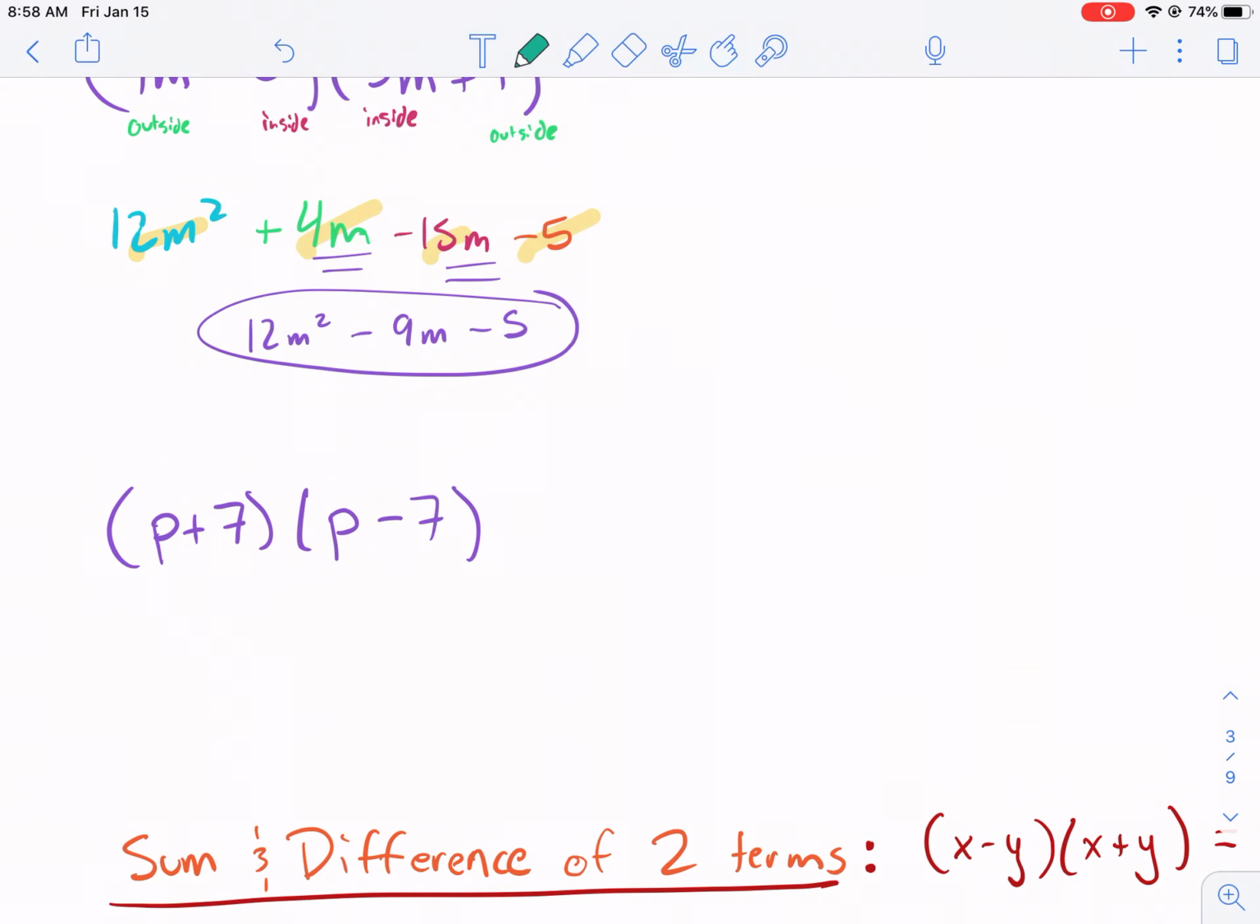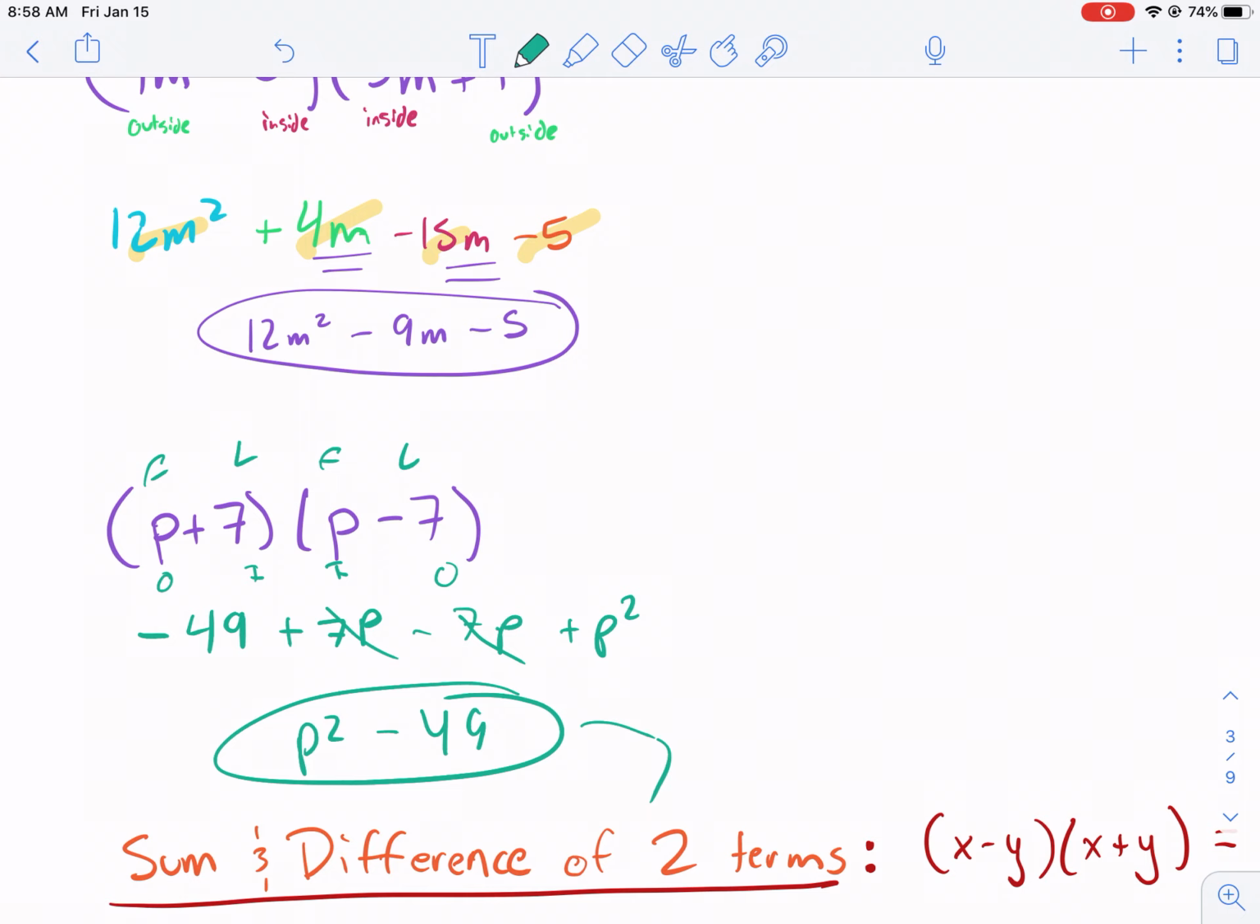So I'm going to go last. Oh, here, I like doing this. So last terms are negative 49. Ignore the announcement. I have negative 49. Those are the last terms. Then I'm going to go last, inside, I think. Inside are plus 7p. And then my outside, minus 7p. And then my first. So I have p squared. These cancel out, minus 49. And this will lead us to part 2.